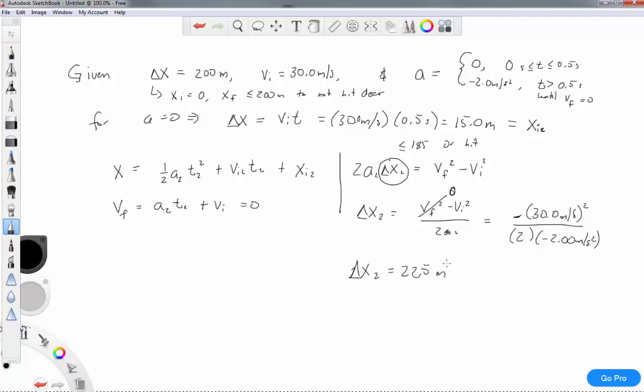So the implication is that you do hit the deer, because you needed another 45 meters in order to stop correctly. Excuse me, you need another 40 meters to stop correctly. In other words, to reach 0 velocity here. So unfortunately you hit the deer.